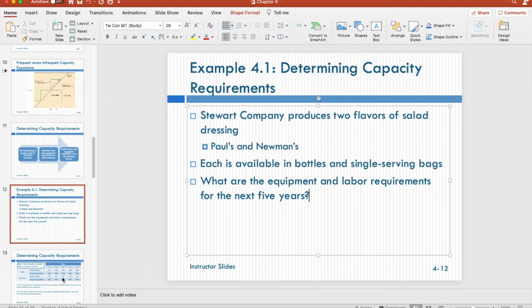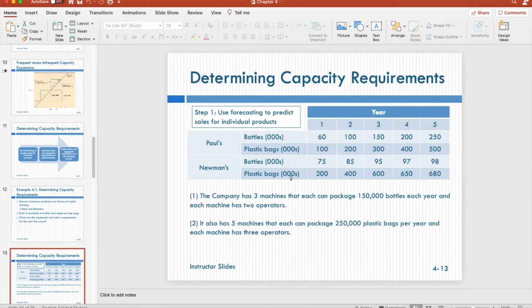Now, in order to answer this question, we have to have some specific facts about the market demand. Suppose right now we already use a very sophisticated, very clear forecasting way to predict the sales of the two different types of salad dressings in the next 5 years. In this table, you can see that we show each dressing, either in bottle or in plastic bags, and the corresponding prediction for the next 5 years.